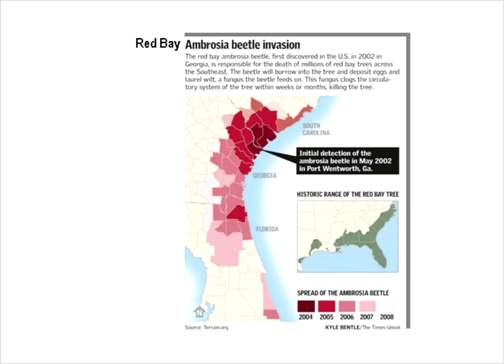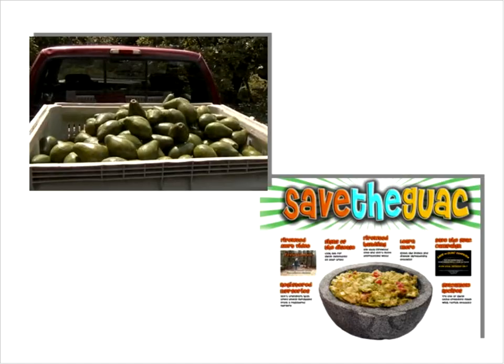You can see it was first detected in 2002 in, I'm forgetting if this was Savannah or where, I don't know where it says, Port Wentworth, Georgia. And then 2 or 3 years later there was another probable introduction at this other point. So it's beginning to spread up and down. It's into South Carolina. It's not yet noticed in North Carolina, which the border is right there. And look at the map down here that shows the historic range of red bay. So there is a lot of host material that is out there available for this insect to attack.